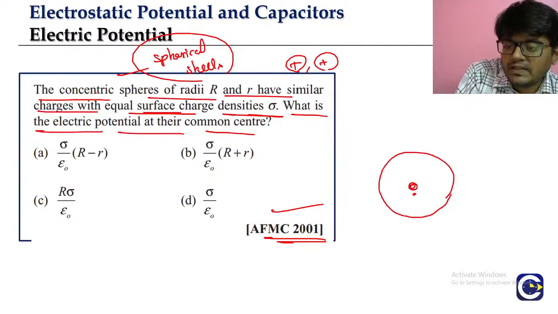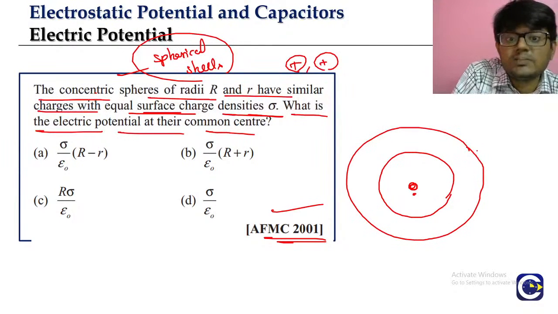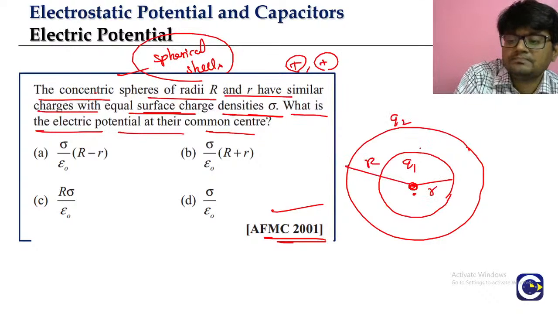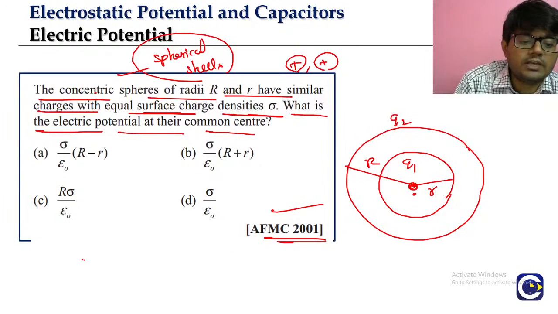Okay, the meaning of concentric will be there when we talk about spherical shells. One is a sphere and the other will be a spherical shell. Now both of them have the same surface charge density. Let's say the charges on them are Q1 and Q2. This one has a smaller radius, this one has a capital R radius. What is the Q1 value?